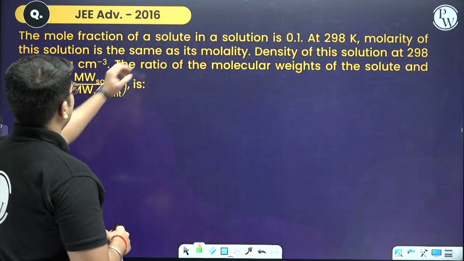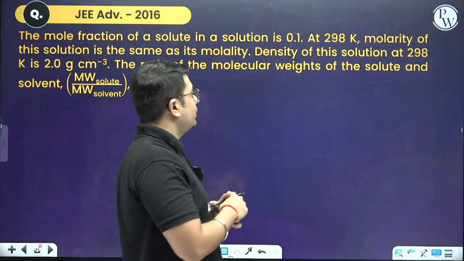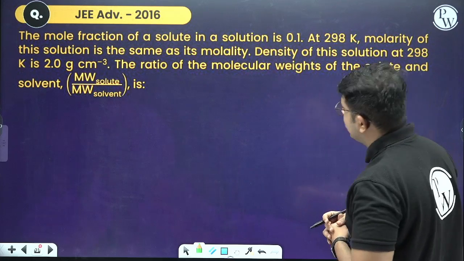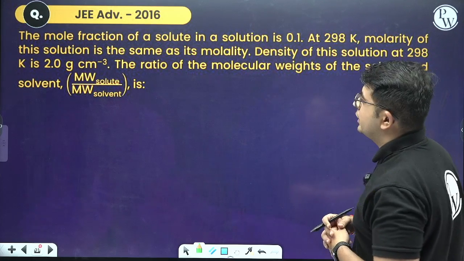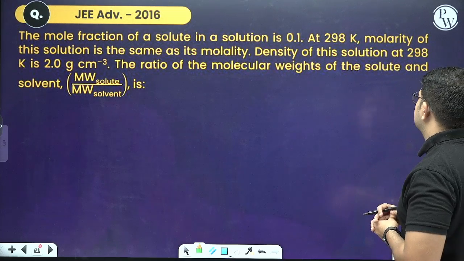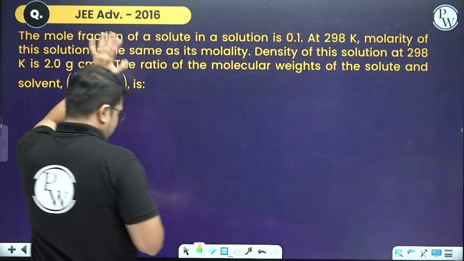Next part is, okay, this question is very interesting. The mole fraction of solute in a solution is 0.1. At 298 Kelvin, molarity of the solution is the same as its molality. Density of the solution at 298 is 2 gram per centimeter cube. The ratio of molecular weights of solute and solvent. So, I am just giving you one simple hint. Don't look at the question. It is from JEE Advanced.